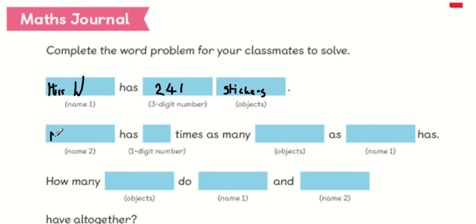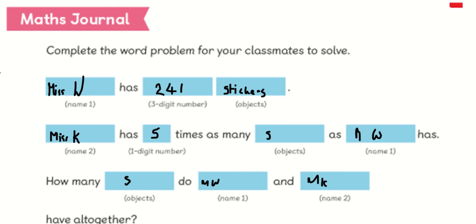Let's go for Miss King. Miss King has, I need a 1-digit number here. Let's go for 5. And you can make this up when you're doing yours. Miss King has 5 times as many stickers, put S for stickers, as Miss Waterall has. How many stickers do Miss Waterall and Miss King have all together? That's the word problem that I have made.